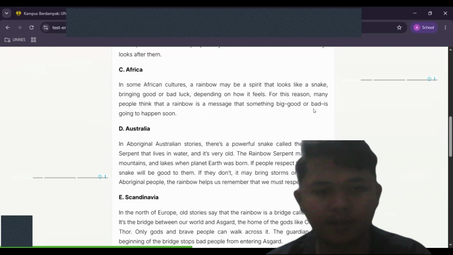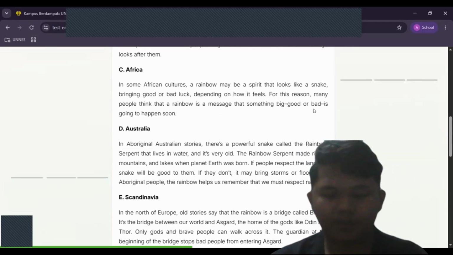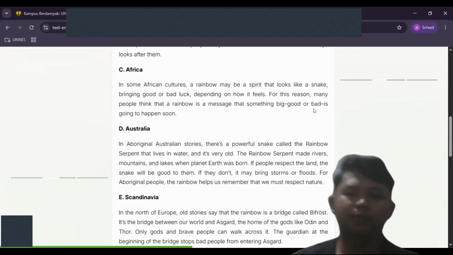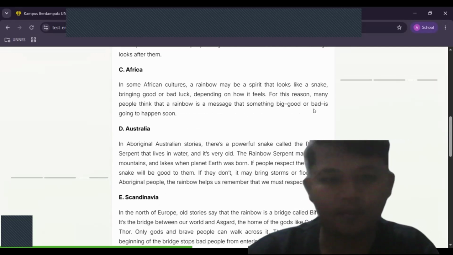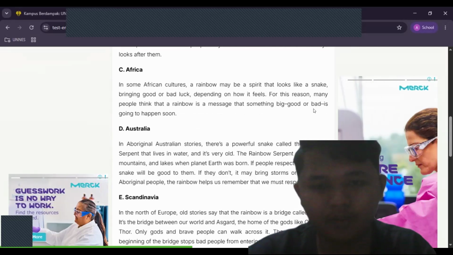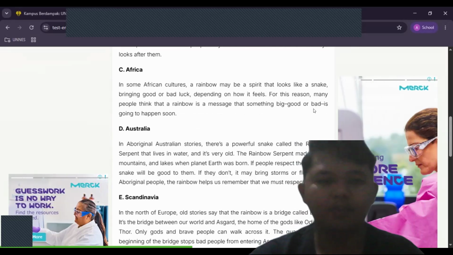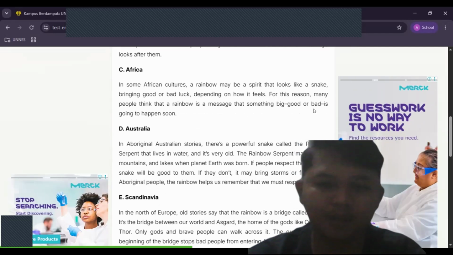C. Africa. In some African cultures, a rainbow may be a spirit that looks like a snake, bringing good or bad luck, depending on how it feels. For this reason, many people think that a rainbow is a message that something big, good or bad, is going to happen soon.